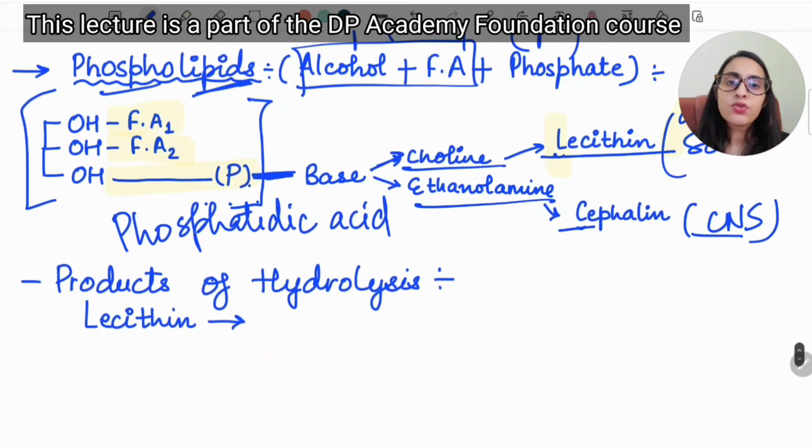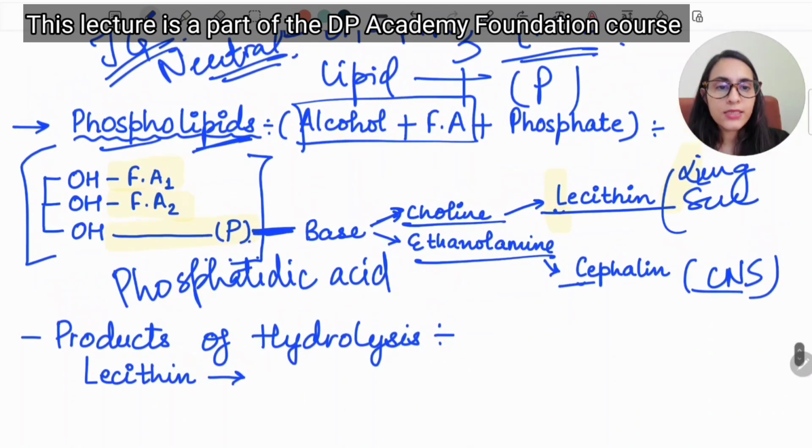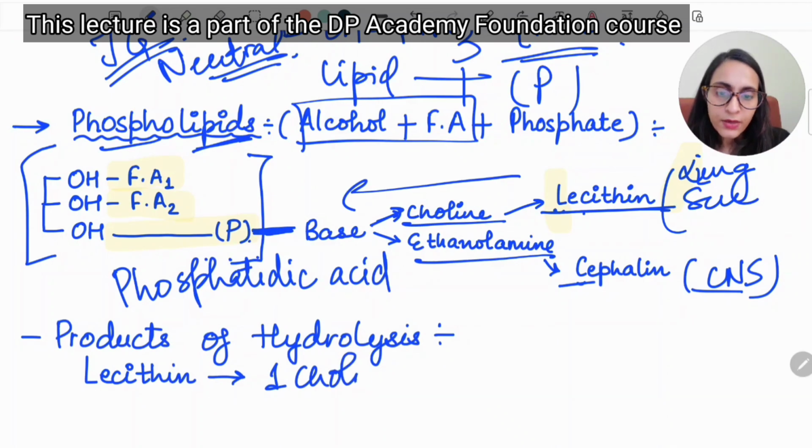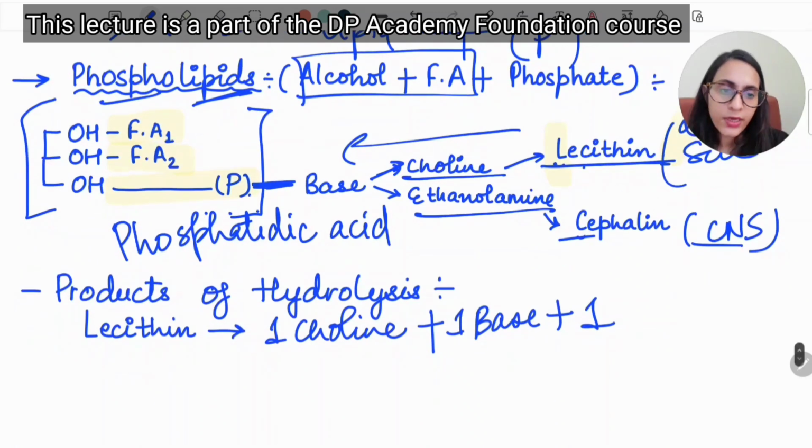So if they ask you the product of hydrolysis, that means the breakdown product, if they ask about lecithin, so lecithin is composed of 1 choline. Let's go from here to there. So from backwards, 1 choline, 1 base and 1 phosphatidic acid.